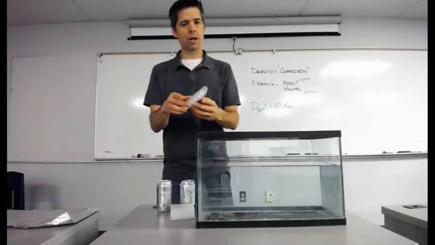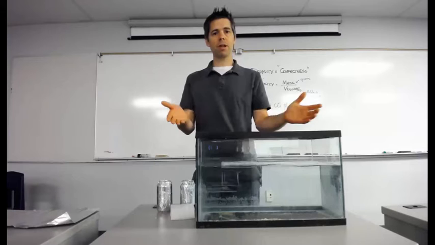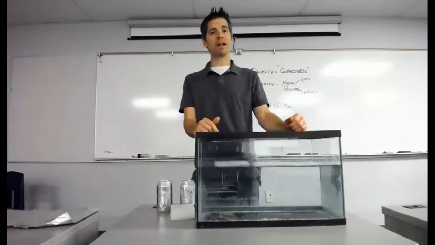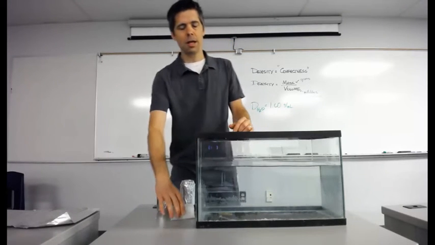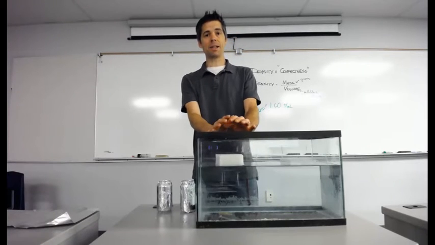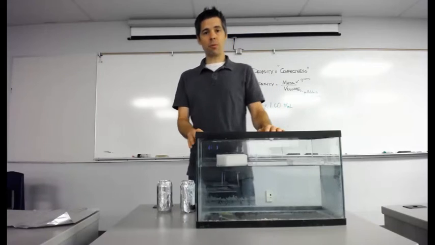I also have a chunk of plastic. This plastic, if I drop it into the water, floats. That tells us something about the density of plastic. Plastic's density is less than water, less than 1. I also have a piece of foam here that floats in water too because it has a low density. So it's no surprise that these objects behave the way they do.